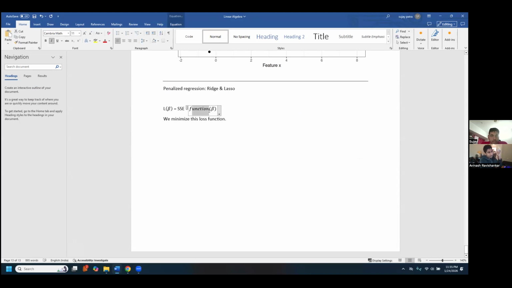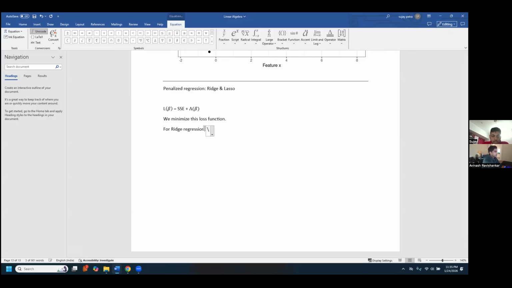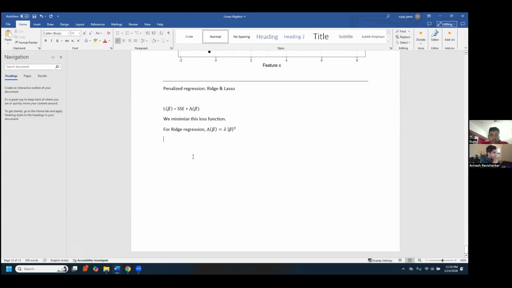The SSE is coming from linear regression, so that's not changing. I'll just add the penalty multiplied by lambda. For ridge regression, that's lambda, right? Yes, lambda. So for ridge regression, I'm defining the penalty of beta equals lambda times the norm of beta squared.